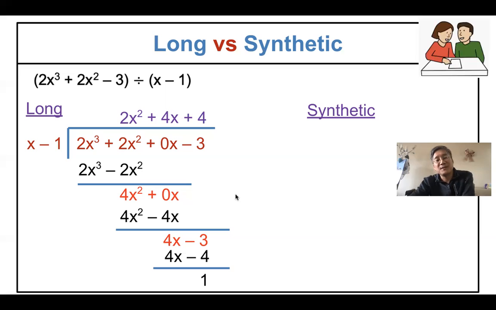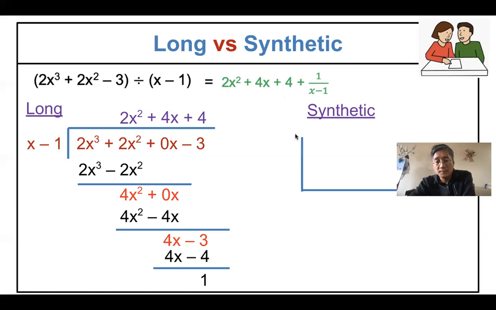How about synthetic division? How do you set up the synthetic division? You write it like this: 2x squared plus 4x plus 4 plus, so the dividend is equal to the quotient plus the remainder divided by the divisor, right? You know how to write it like this. So now let's use synthetic division.